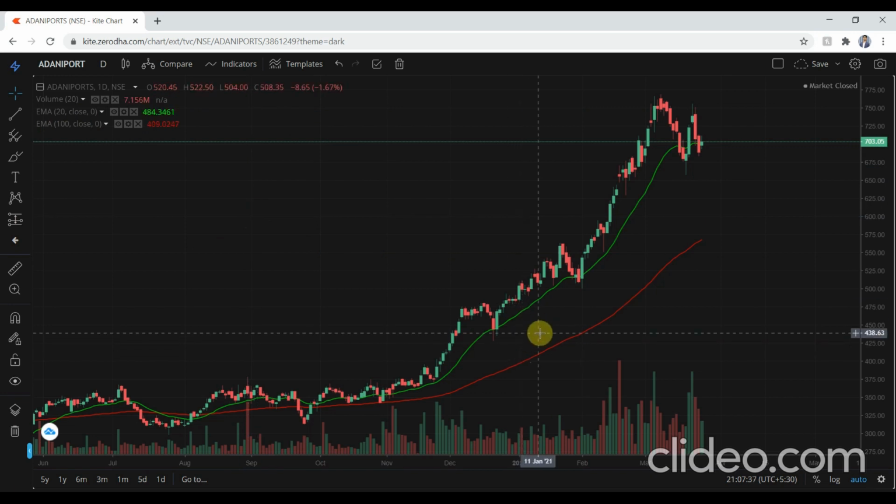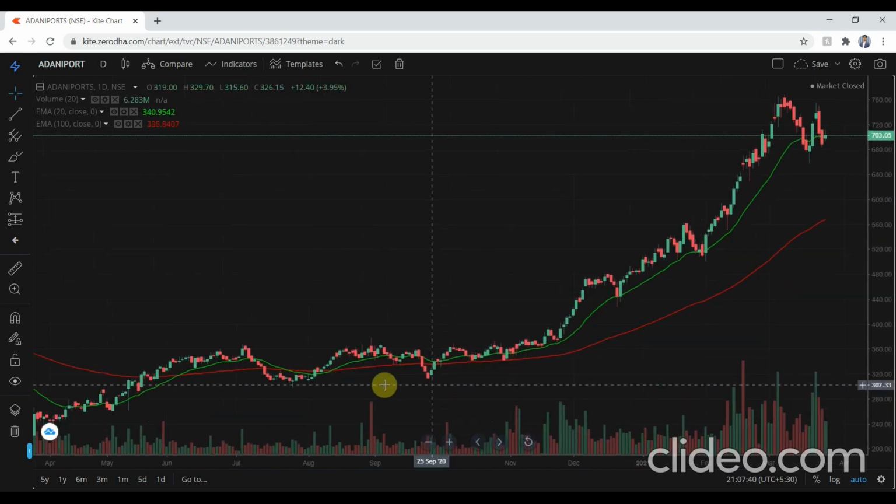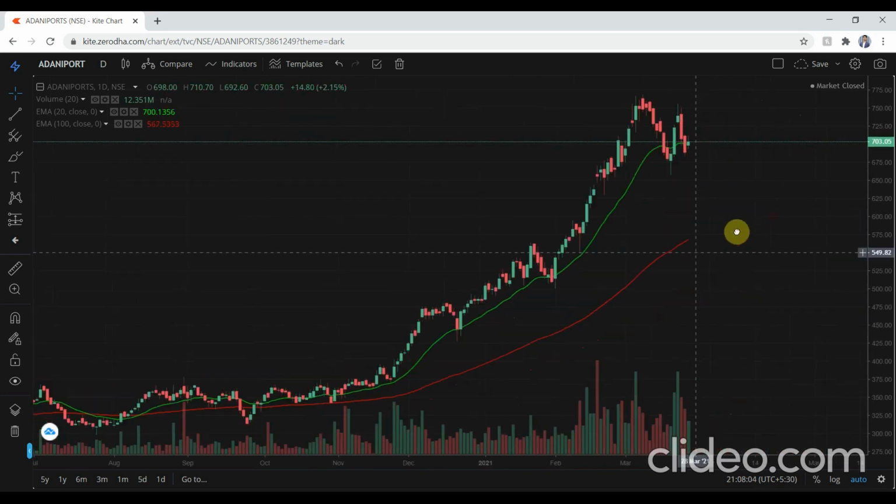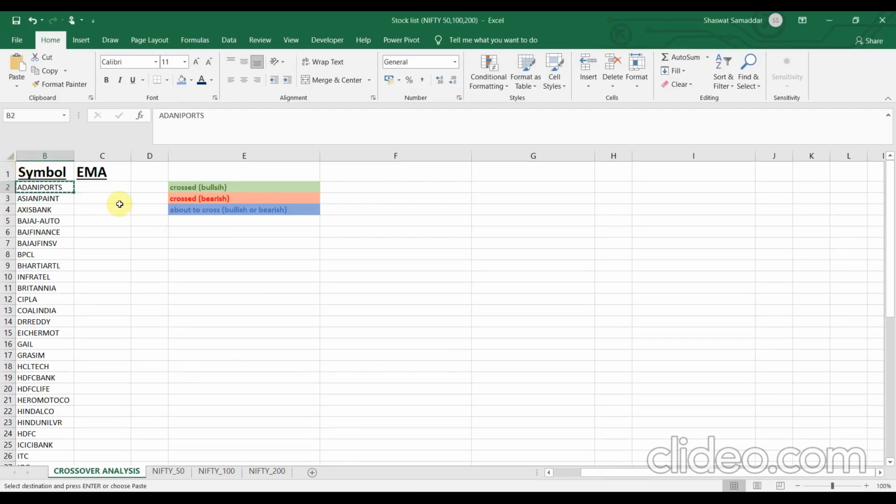Okay, so now I will try to find opportunities like this, where the stock is about to cross the 100 moving average, or it has just crossed the 100 moving average. The 20 moving average should cut the 100 moving average, or should be about to cut the 100 moving average. So as you can see, Adani Ports is not showing any such signals. So I don't want to color code it anything.